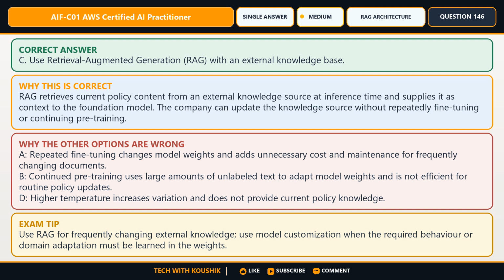Now eliminate the distractors. A. Repeated fine-tuning changes model weights and adds unnecessary cost and maintenance for frequently changing documents. B. Continued pre-training uses large amounts of unlabeled text to adapt model weights and is not efficient for routine policy updates. D. Higher temperature increases variation and does not provide current policy knowledge. A useful exam pattern is this. Use RAG for frequently changing external knowledge. Use model customization when the required behavior or domain adaptation must be learned in the weights.